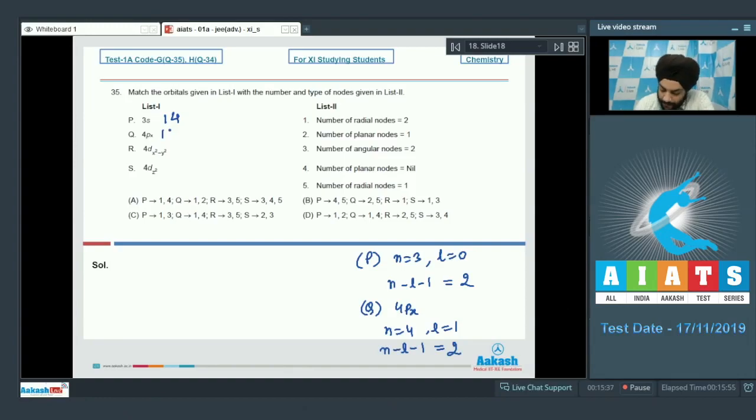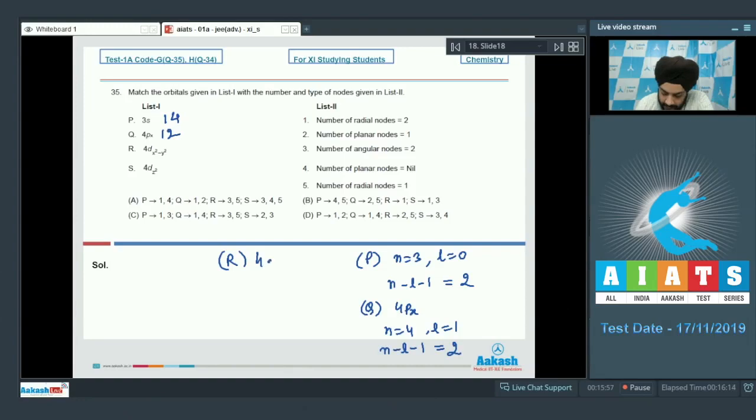If we talk about the number of planar nodes or the number of angular nodes, the number of angular nodes is given by L equal to 1. So it has 1 planar node or 1 angular node. So it has to be matched with 2 as well. Okay. No other option will be matched with option Q. Let's look at the R option now.